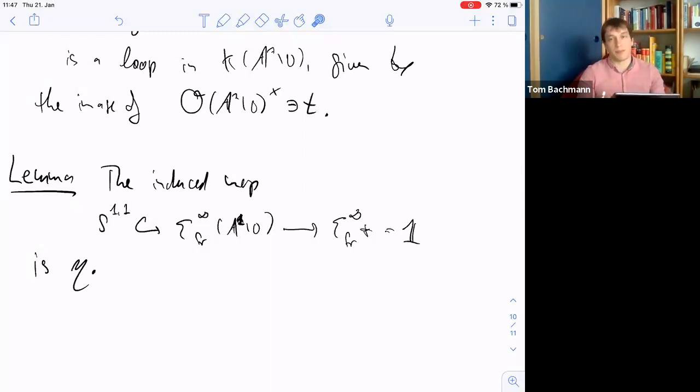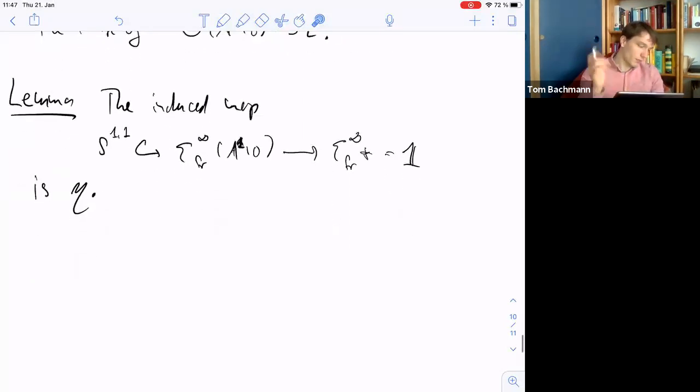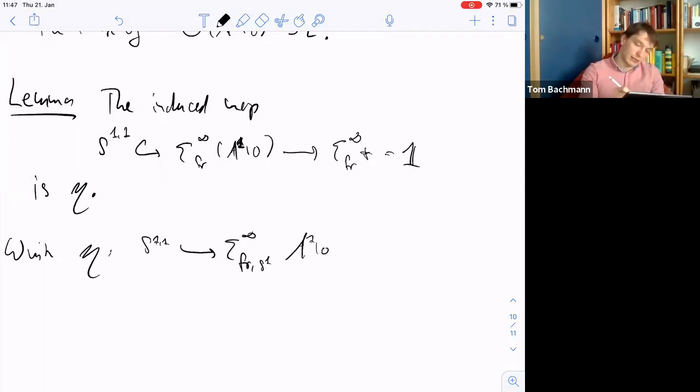And I think you can probably find a smaller and maybe nicer or more approachable category of correspondences, which has all the same good properties that we need. But in any case, you can do it with the frame correspondences. So I'm going to write, also Eta from S11 inside sigma infinity framed, the S1 suspension of A1 minus 0, goes to 1 in S1 framed spectra.